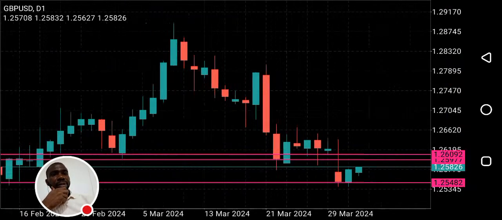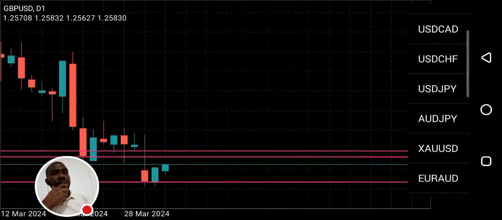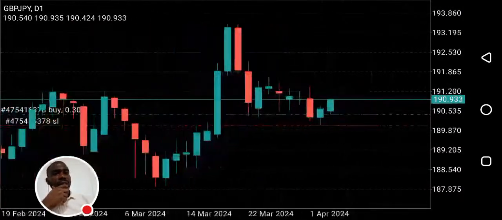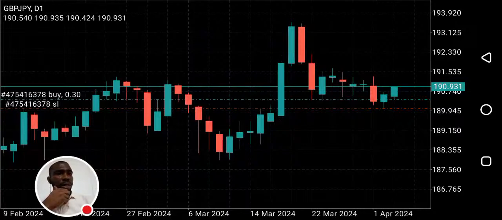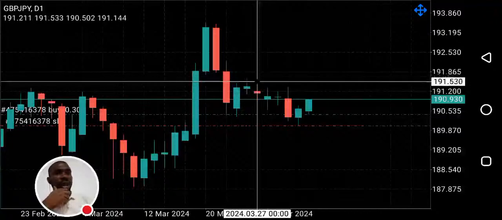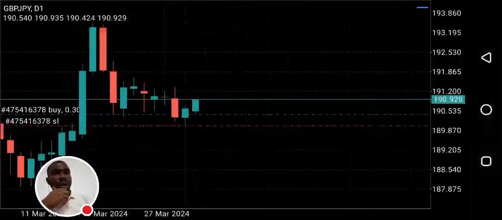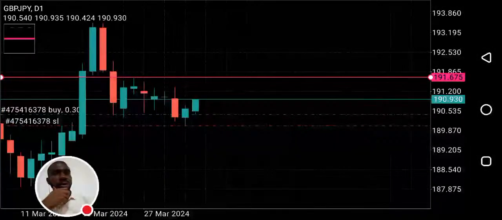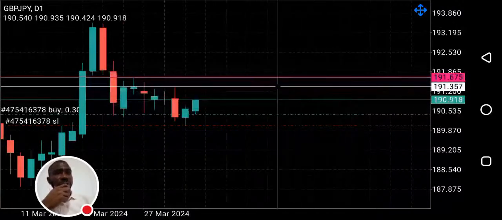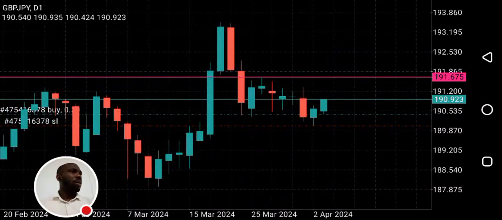Okay, let's move to the next pair. Let's see GBP-JPY. I have a trade on GBP-JPY, which is in good profits. As you can see, GBP-JPY is bullish. I'm expecting them to clear liquidity at these previous highs. I want them to clear all the liquidity at these highs. That's my target for GJ. So GJ at the moment is bullish.